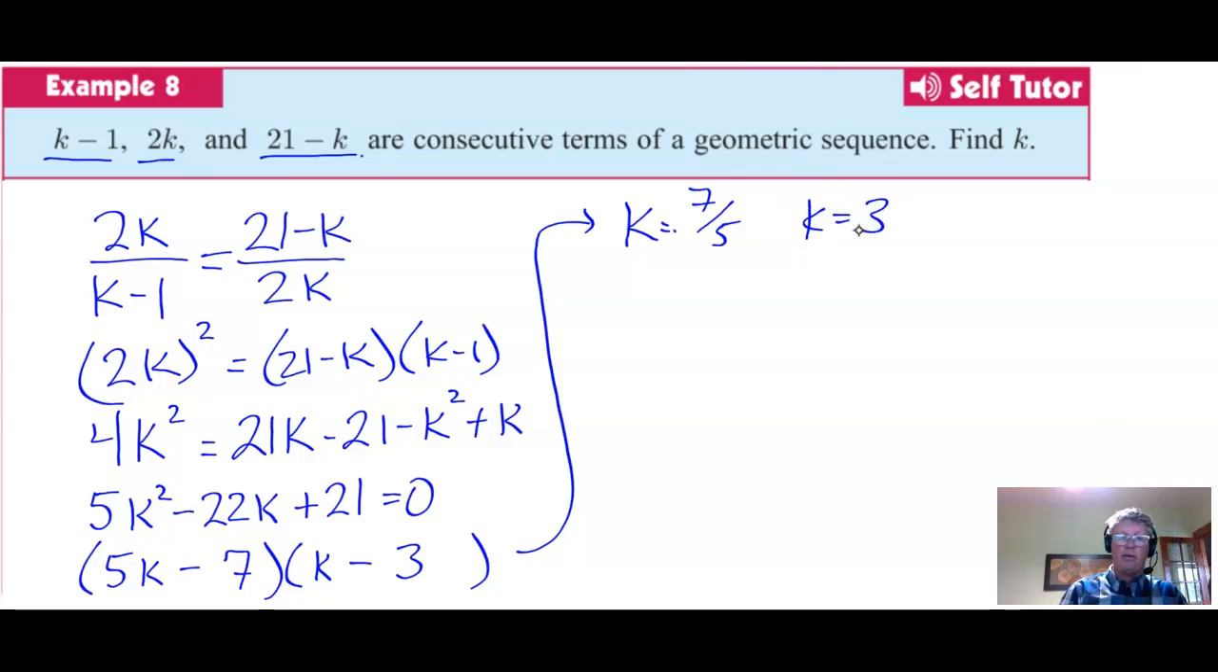I'm going to check the difficult one, 3. So let's plug it in. I get 3 minus 1 is 2. 2 times 3 is 6. And 21 minus 3 is 18. That totally works. So by default, 7/5 has to work, right? I'll leave that one up to you to check out. All right.